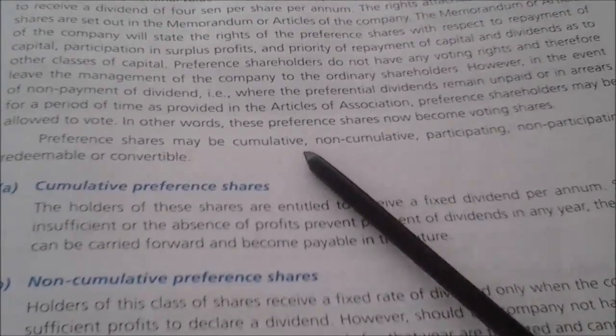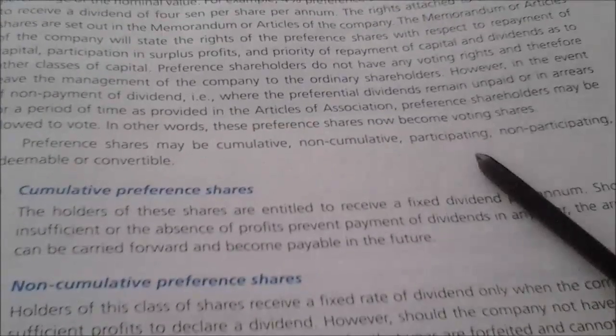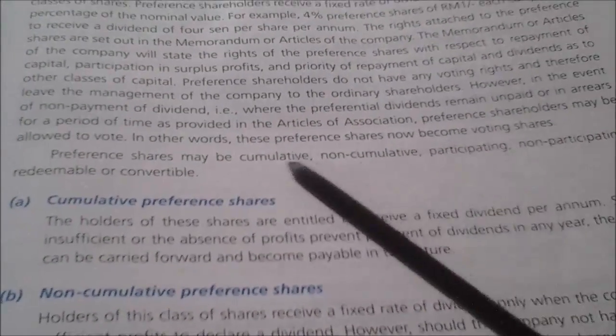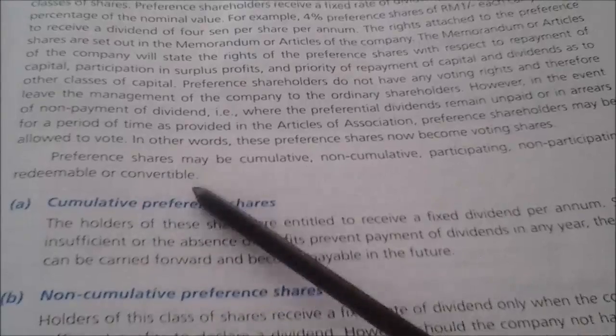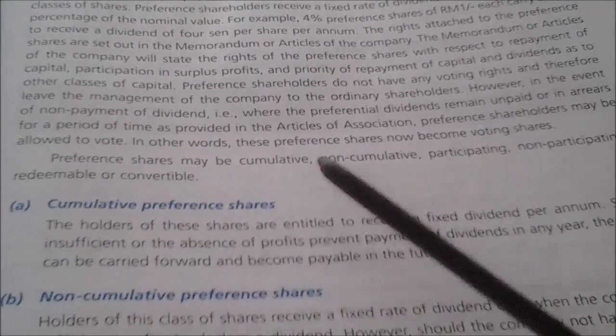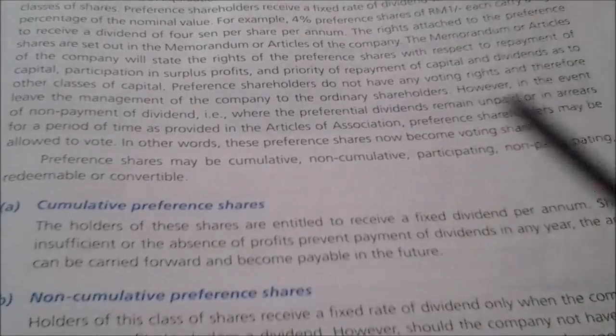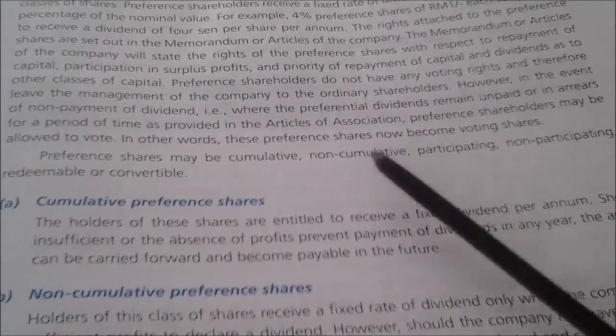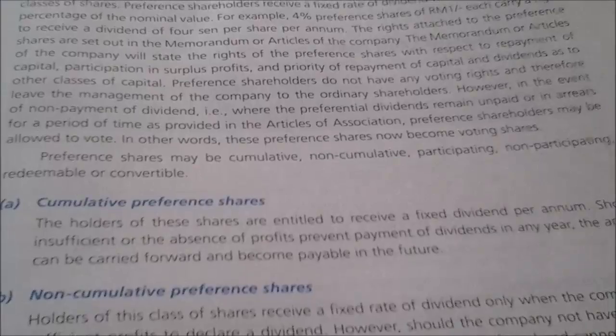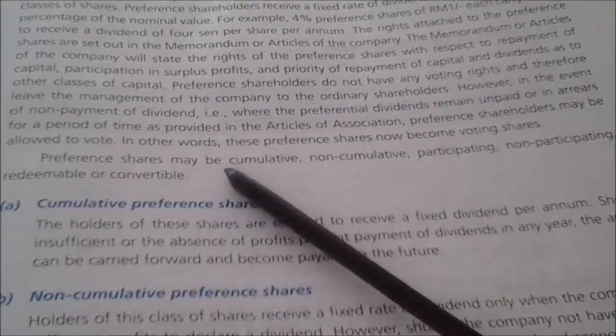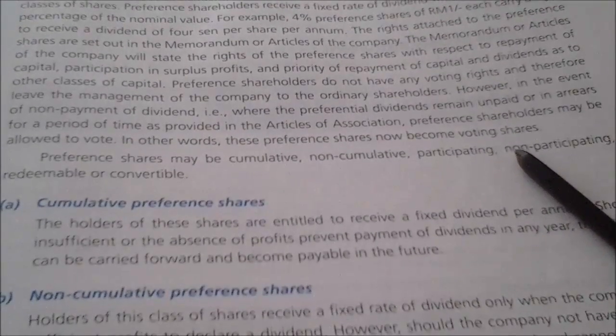Preference shares may be cumulative, non-cumulative, participating, non-participating, redeemable or convertible. Okay, these are a lot of different types of preference shares. Ordinary shares do not have this. Please remember, this only goes for preference shares.